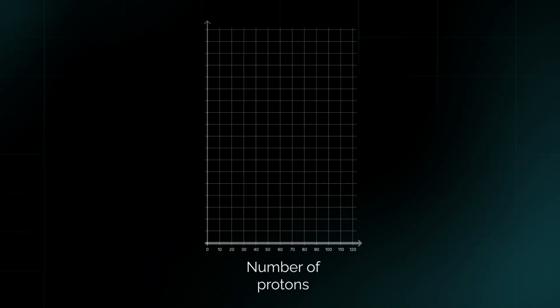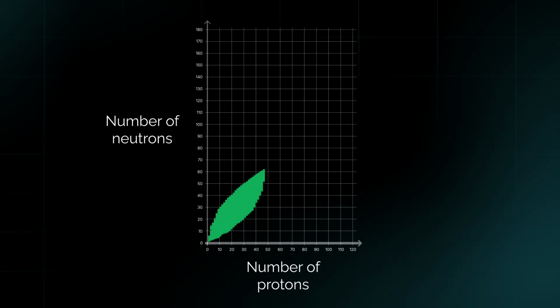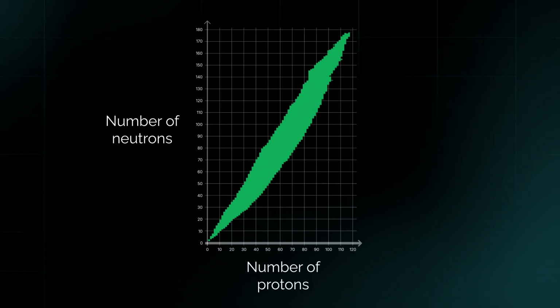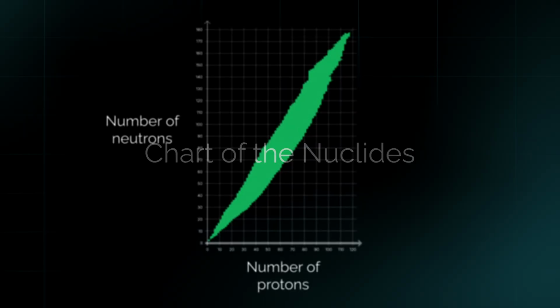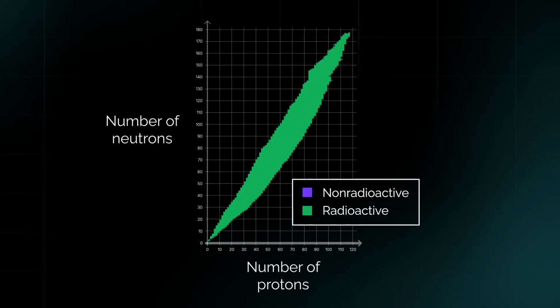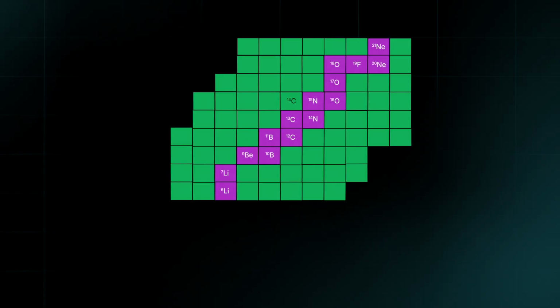To organize our thoughts about this, we can make a chart with the number of protons on the x-axis, representing different elements, and the number of neutrons on the y-axis. On that chart, we can map out all the isotopes that have ever been observed. Chemists call this the chart of the nuclides. Each point on the chart represents a nucleus, with colors differentiating stable isotopes from radioactive ones. These stable isotopes form a diagonal line, the valley of stability. Nuclei in the valley have a balanced proton to neutron ratio, while those outside the valley are unstable and decay over time.